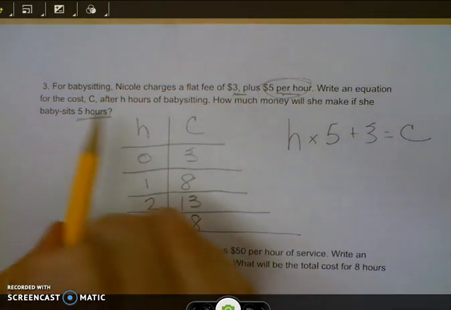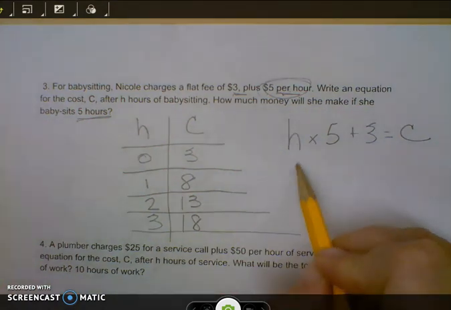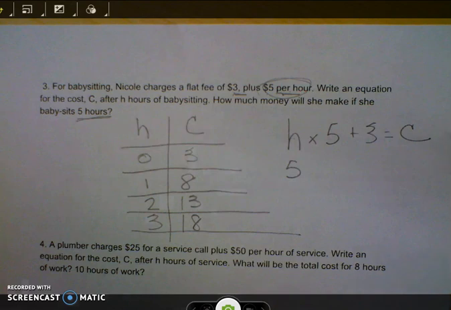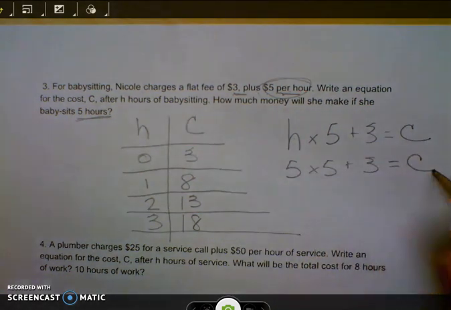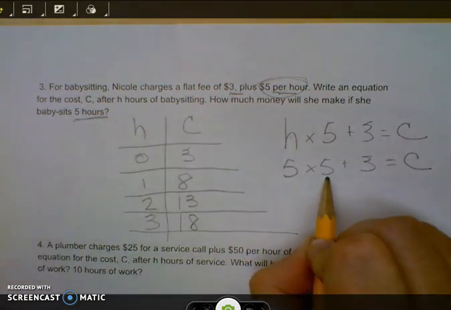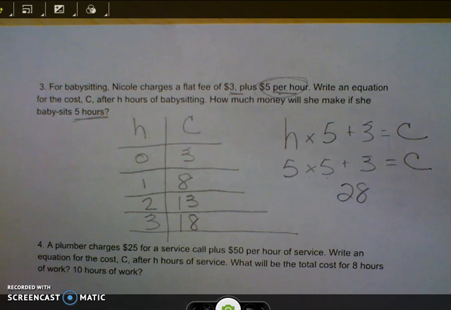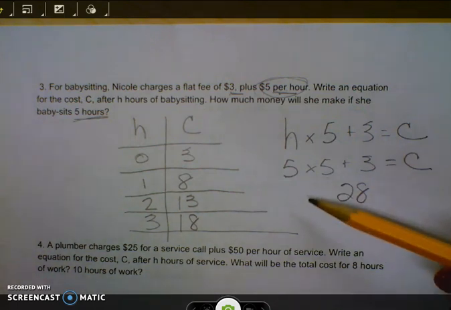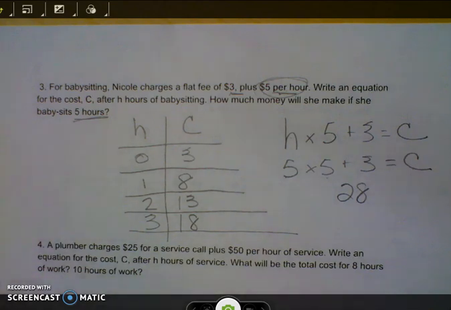So let's see, if she babysits for 5 hours, how much will she make? I'm going to substitute the 5 into where the H is, multiply by 5, and then add 3. And that should give me my cost. 5 times 5 is 25, plus 3 is 28. So if she works for 5 hours, she's going to make $28.